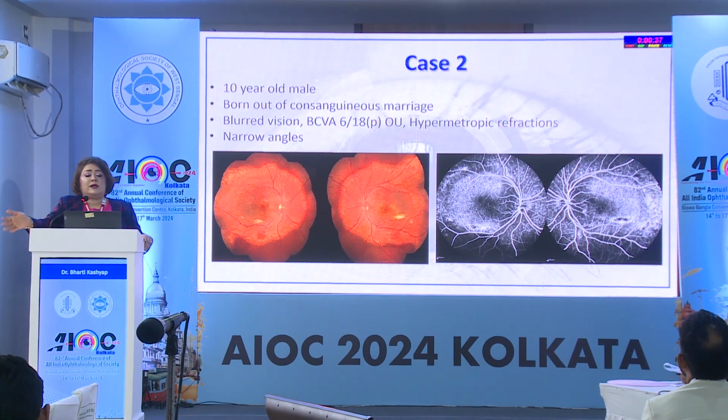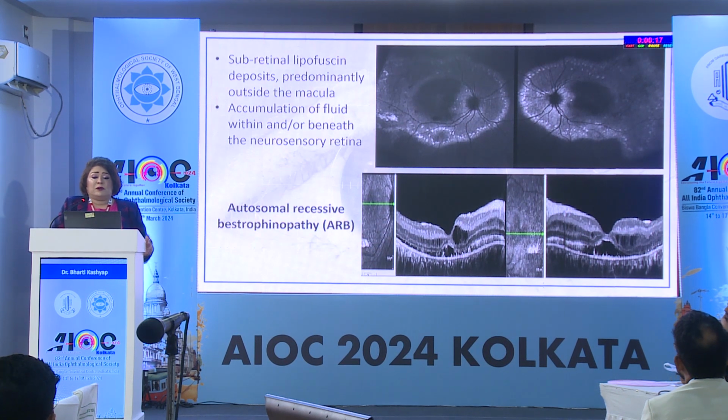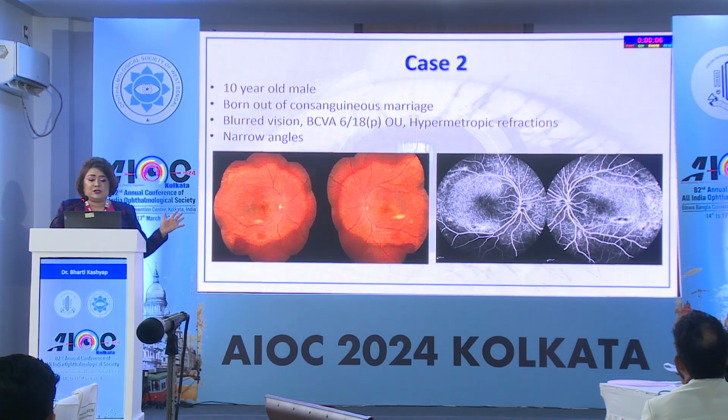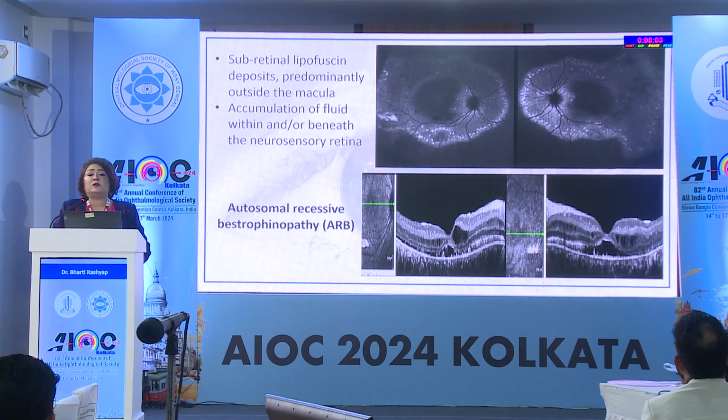This is another case, a 10-year-old male, born out of a consanguineous marriage, with blurred vision, BCVA 6/18, hypermetropic refraction, and narrow angle. You can see by fundus photograph there are lipofuscin deposits, and in fundus fluorescein angiography the diagnosis is not very clear. But once you go to the fundus autofluorescence, you will see subretinal deposits predominantly outside the macula. Here it is diagnostic. And here you see the OCT: accumulation of fluid within and beneath the neurosensory retina.